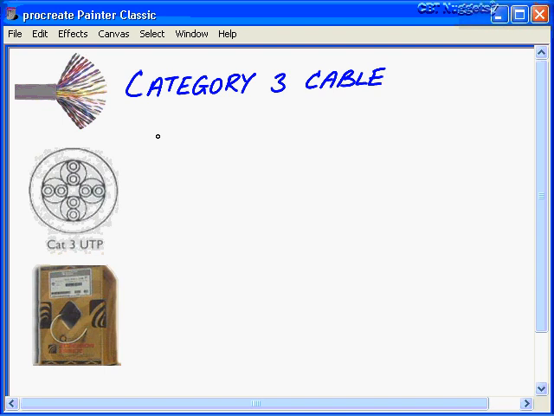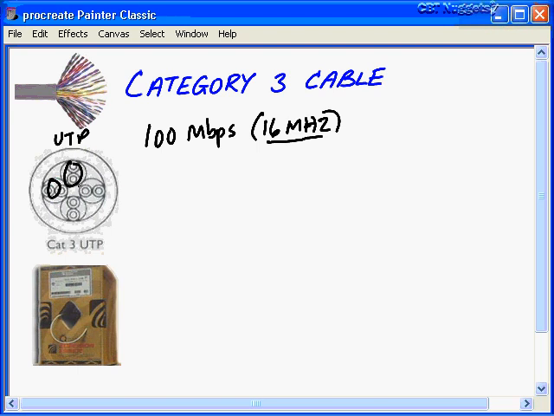Kind of at the bottom of the food chain here is Category 3 cable. This is a twisted pair cable. Typically, it rates at up to 100 megabit per second bandwidths, and this can also be represented as 16 megahertz. And Category 3 can be used for voice transmission. It can be used for data transmission up to 16 megahertz. Typically, you're going to see this with 4 UTP, or unshielded twisted pairs. 1, 2, 3, 4 twisted pairs.